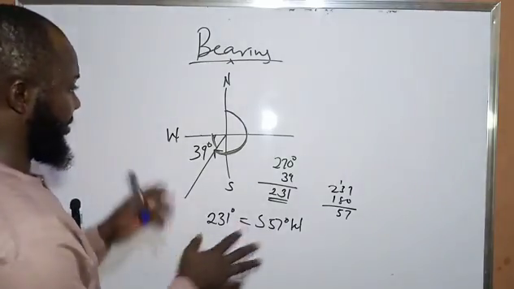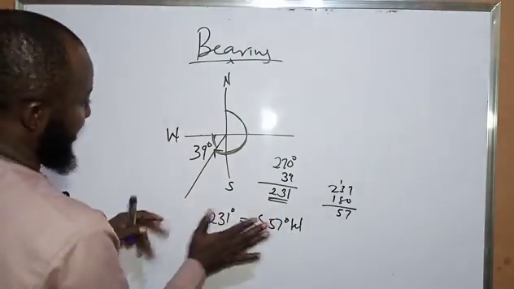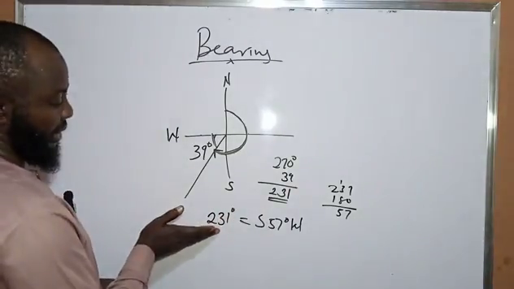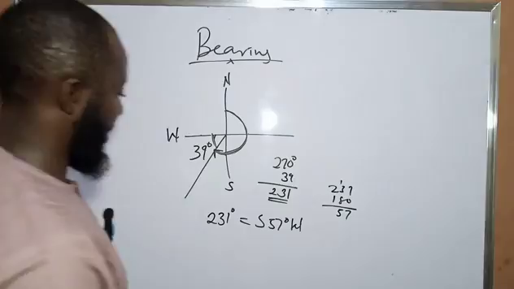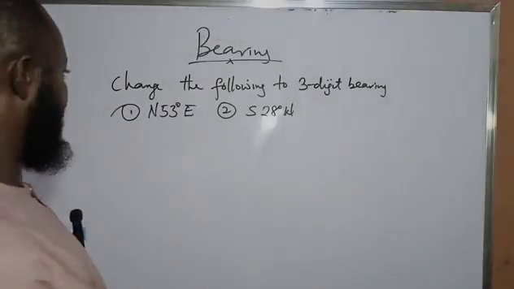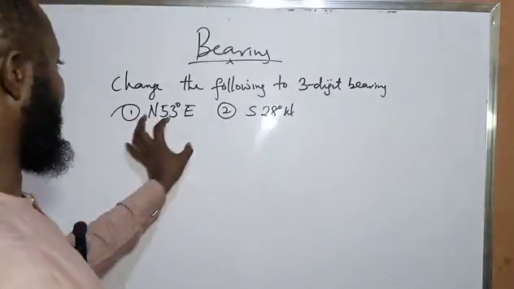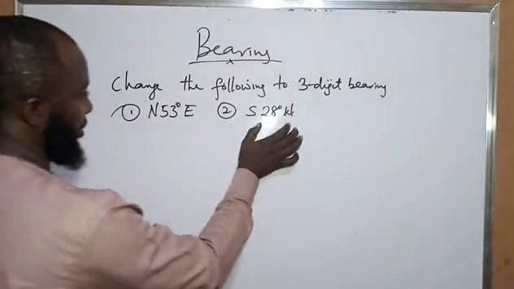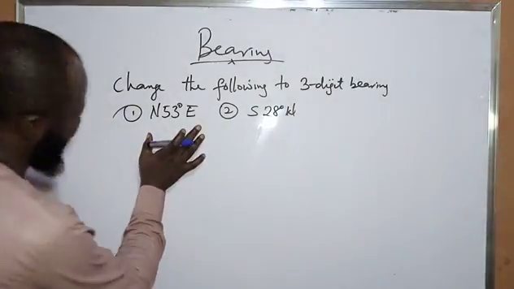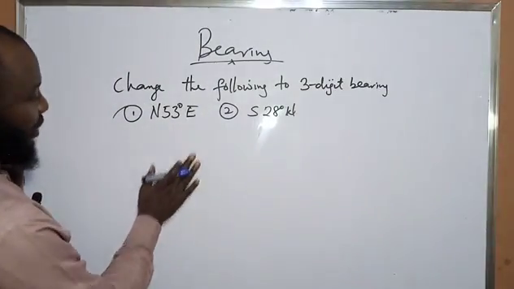So the next stage is, I will now explain this in detail, how we can change compass bearing to 3-digit bearing and 3-digit bearing back to compass bearing, before we look at back bearing. Now let's look at this example. Change the following to 3-digit bearing. So we want to change this to 3 digits. As you can see, this is compass bearing. So the first thing you need to do is to sketch. You sketch this before you can convert it.